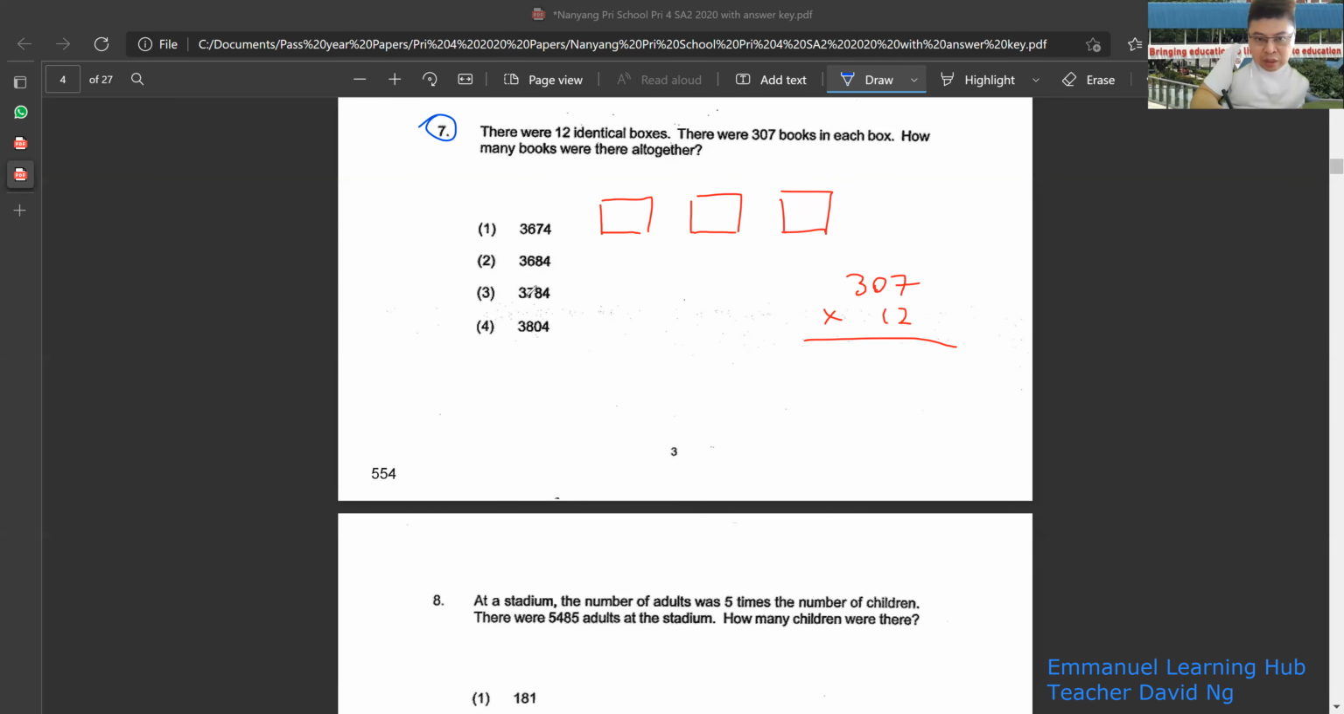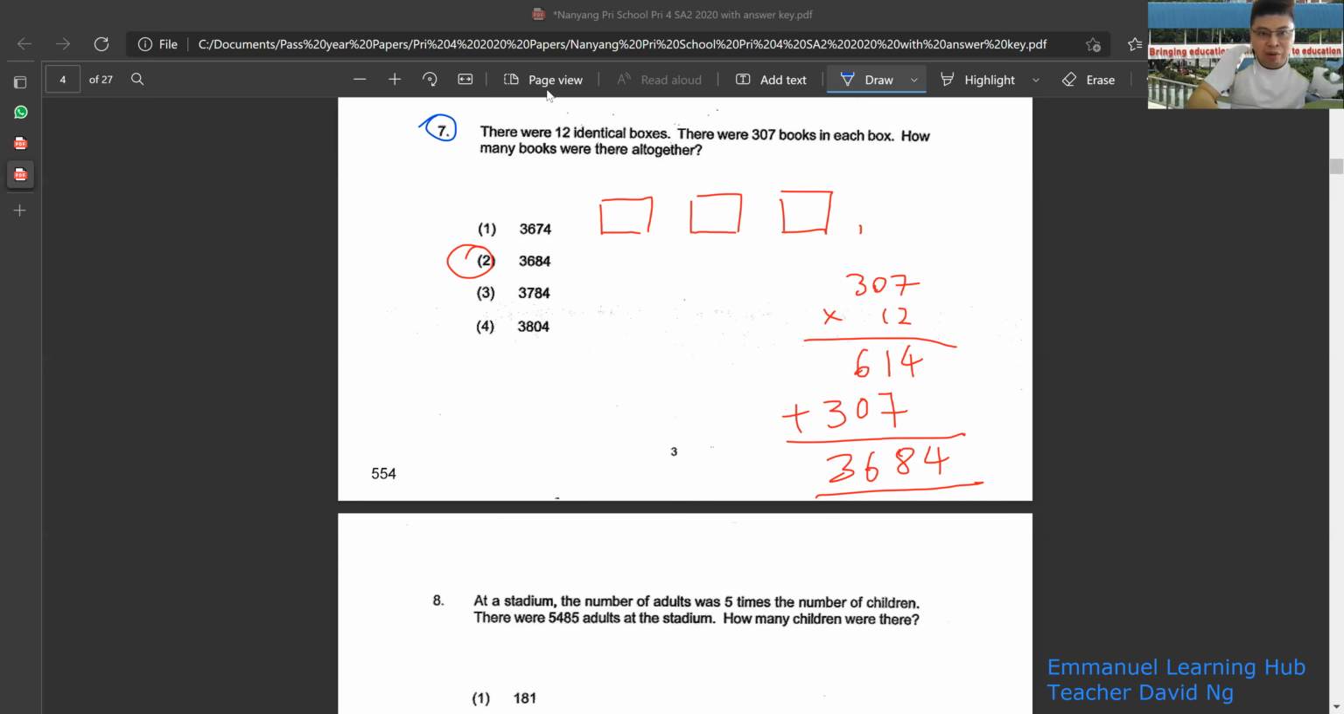Okay, let's see. The answer for number 7 is 3684. Let's investigate. How come it's 3684 and not 3784? 7 times 2 is 14. 0 times 2 is 0, plus 1. 3 times 2 is 6. 7 times 1 is 7. 0 times 1 is 0. 3 times 1 is 3. 3, 6, 8, 4. Okay, understand? Therefore the answer is 3684, not 3784. That's the reason why.